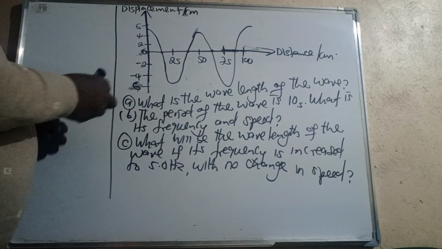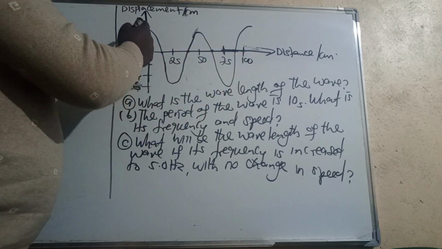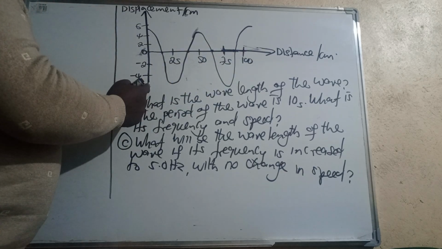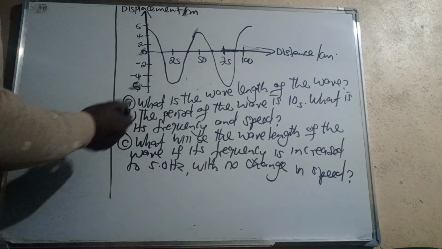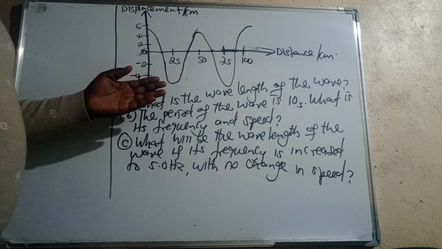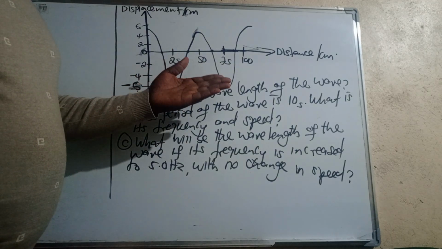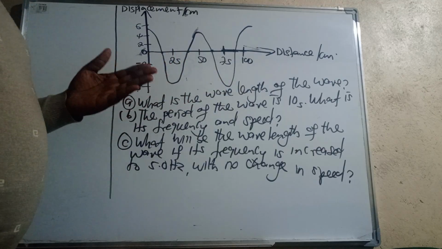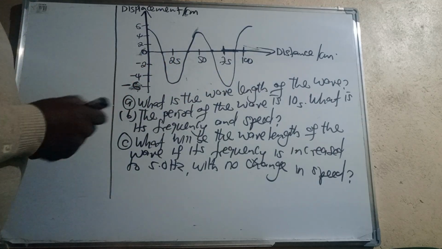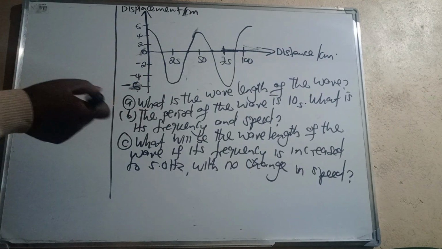As you can see, we have from 0 up to 100 here, then from 0 up to 60, and then from 0 up to 60 and negative 60 here. The first question is asking: what is the wavelength of the wave? The wavelength is the distance between two successive crests.